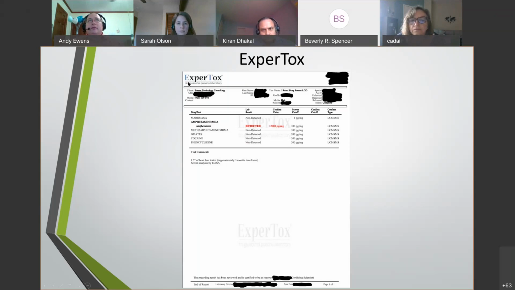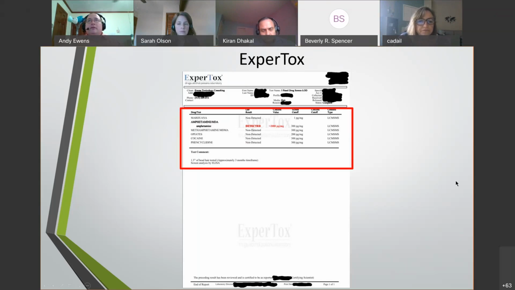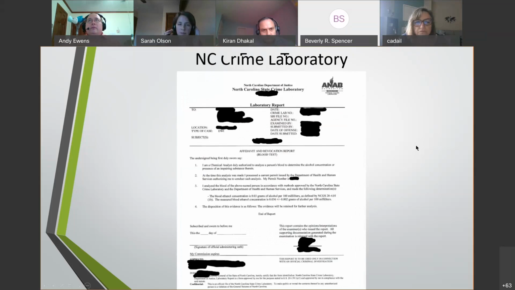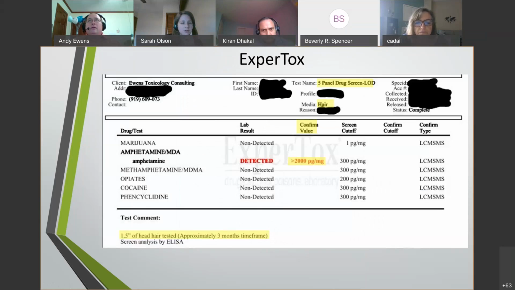So here, this lab is ExpertTox. They give this overall report. The main part that's going to show the information that we're interested in is shown here in red. If people need to zoom in, they can, or they can use the zoom on the left side of your screen. Most of these I've just cropped out a certain part of it, but some are bigger than others.